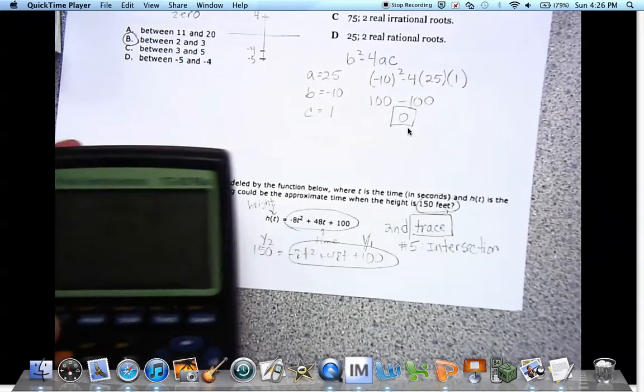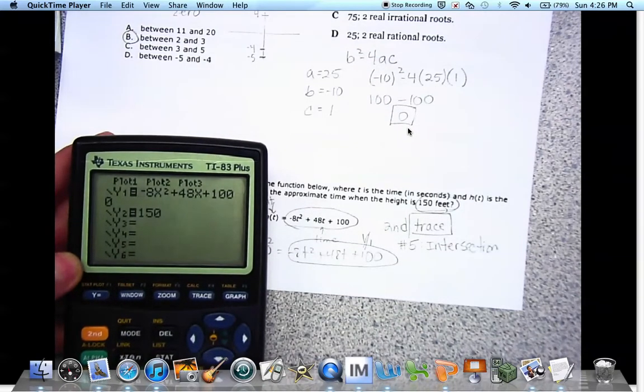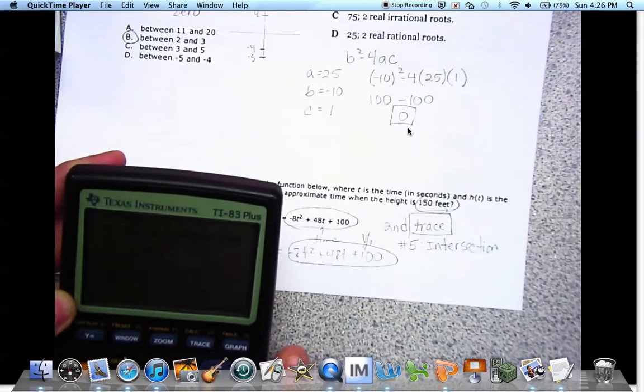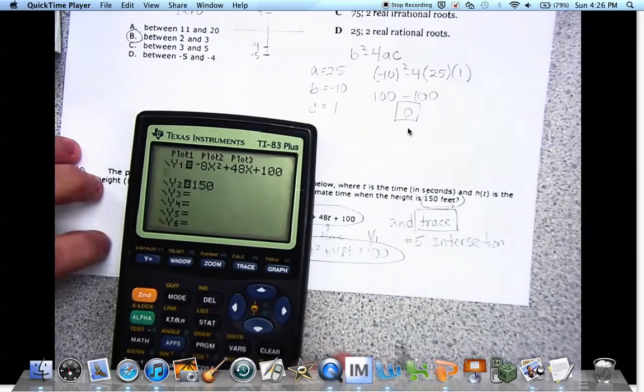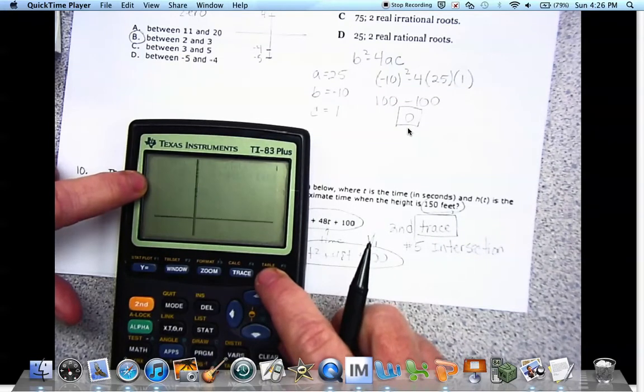I hope I put that in there right. Negative 8x squared plus 48x plus 100. Oops, there's my problem. Okay, I didn't put it in correctly because I didn't think that was the right answer, so we're going to graph it again. I got rid of the 0.